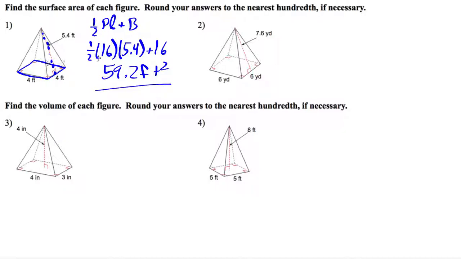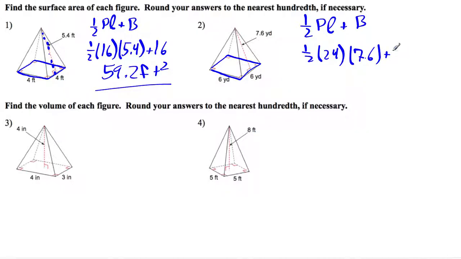And that's nice when they give you all this information. Same with number 2. We have 1/2 perimeter of the base times the slant height plus the area of the base. So we have 1/2 6 plus 6 plus 6 plus 6. 24 times the slant height, which is 7.6, plus the area of the base, which is 6 times 6, which is 36. So we're going to have half of 24 is 12 times 7.6 plus 36 is going to give us 127.2 yards squared.